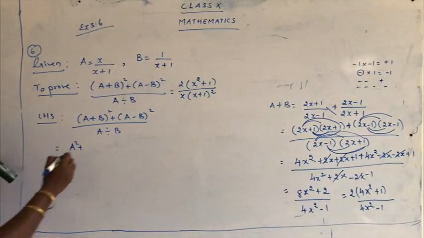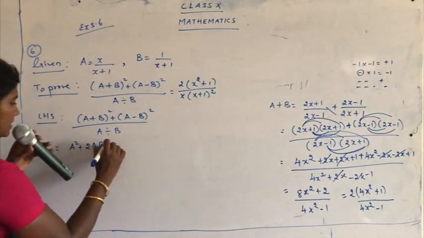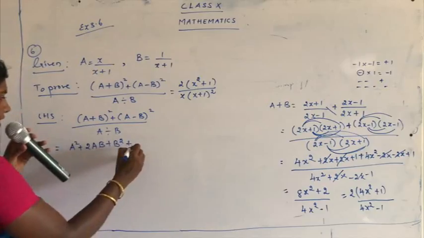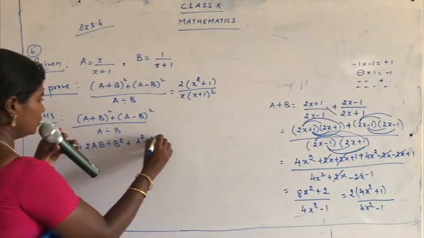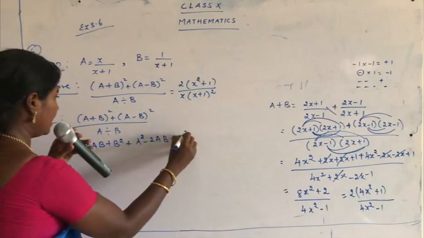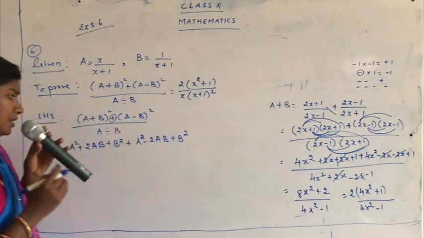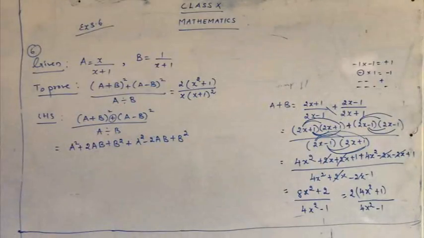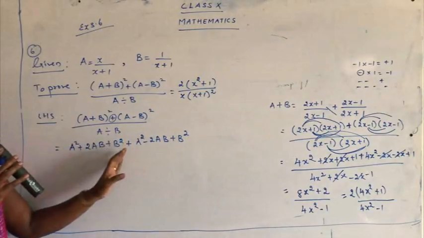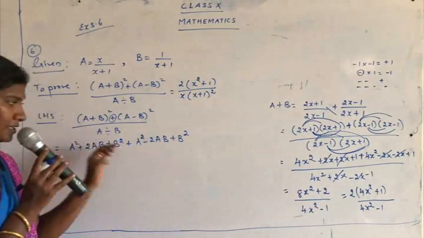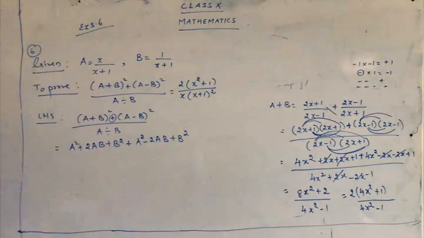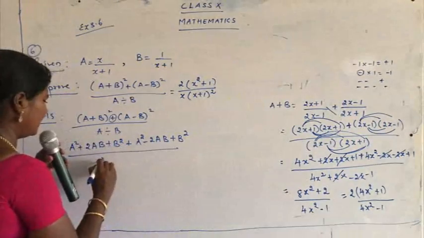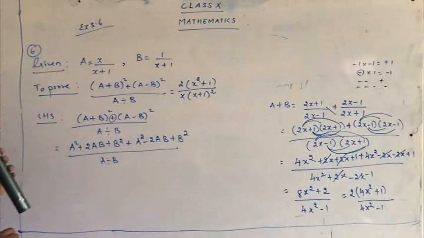A square plus 2ab plus b square plus a square minus 2ab plus b square. I have told you, since the main sign is plus, nothing to worry. Just we can write the terms. But if it's a negative sign, we have to be very careful, because if the main sign is minus, the terms after the negative sign change. So just write down carefully upon a divided by b. Just keep it as it is.